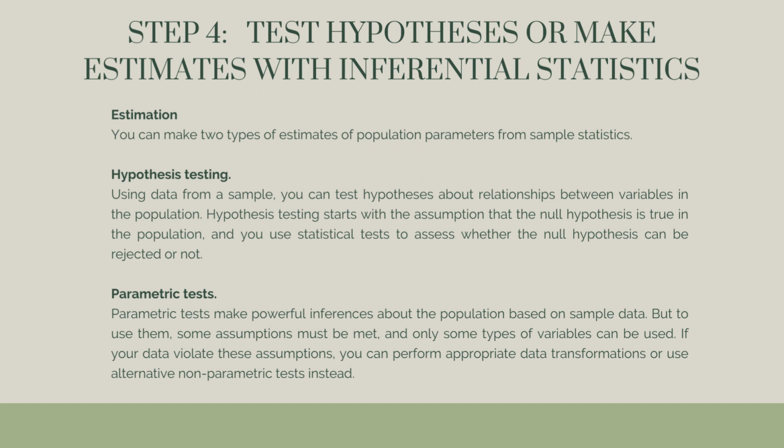A confidence interval uses the standard error and the z-score from the standard normal distribution to convey where you generally expect to find the population parameter most of the time. Hypothesis testing. Using data from a sample, you can test hypotheses about relationships between variables in the population. Hypothesis testing starts with the assumption that the null hypothesis is true in the population, and you use statistical tests to assess whether the null hypothesis can be rejected or not.